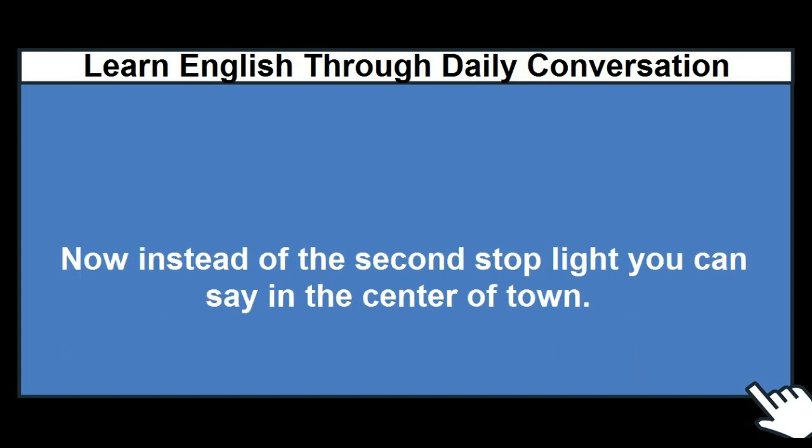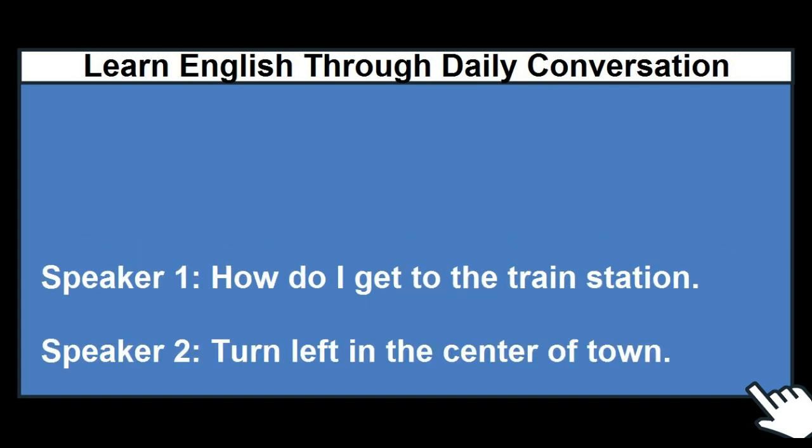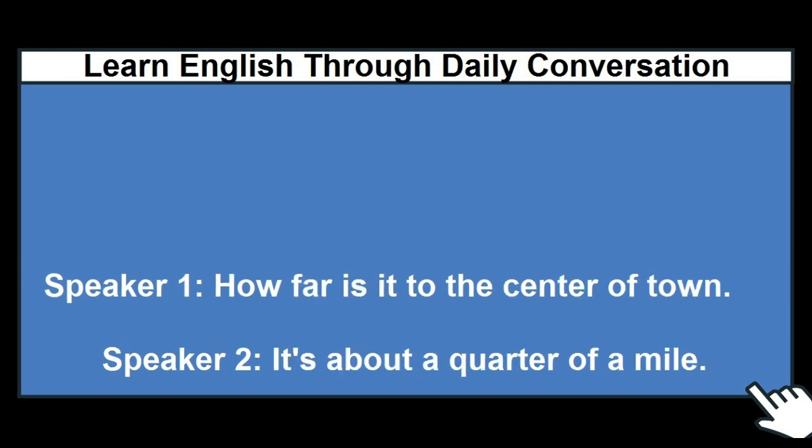Now instead of the second stoplight, you can say in the center of town. Speaker 1: How do you get to the train station? Speaker 2: Turn left in the center of town. Speaker 1: How far is it to the center of town? Speaker 2: It's about a quarter of a mile.